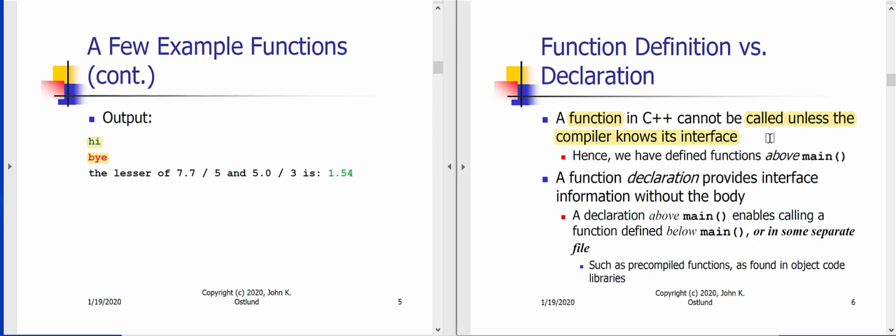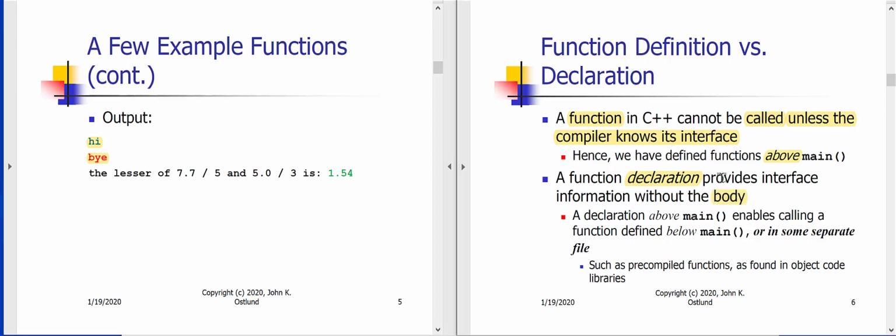And the compiler analyzes code token by token by token. It doesn't look at the entire file all at once and then try to figure things out based on the entire file. So we have intentionally defined our three functions, say hi, say stir, and lesser of, above main. Now, if we don't want to do that, we can put what's called a declaration of a function above where the function is called. And that will enable us to call the function even if the entire definition of the function, including the body, has not been seen yet.